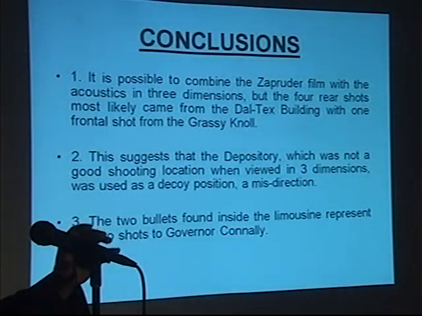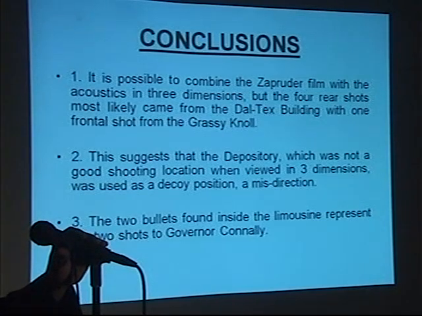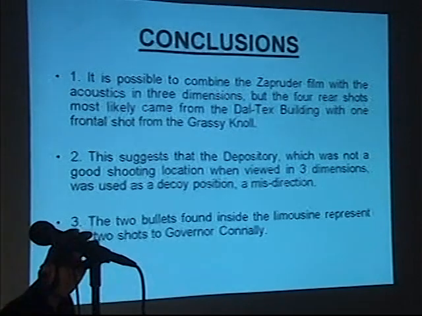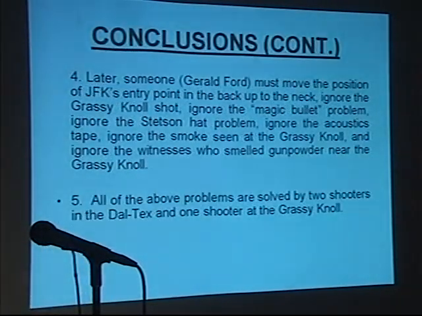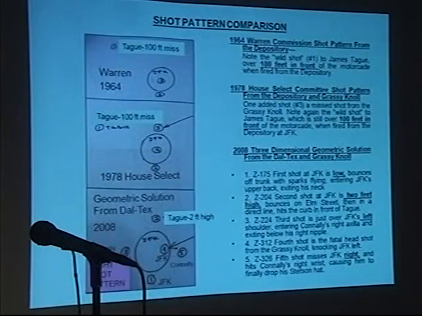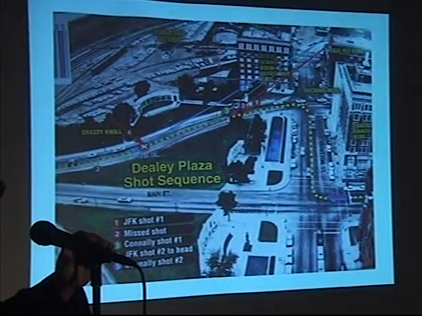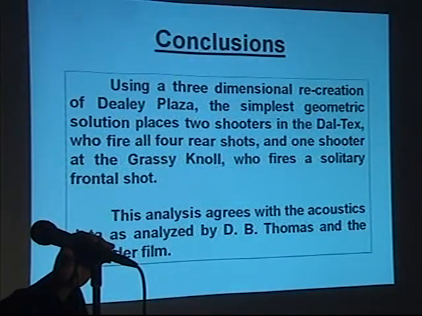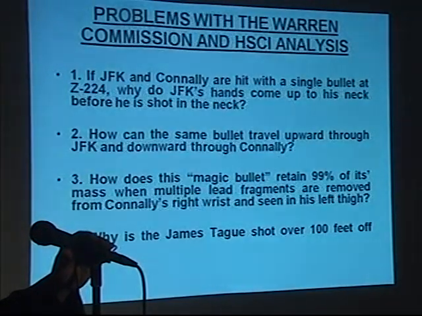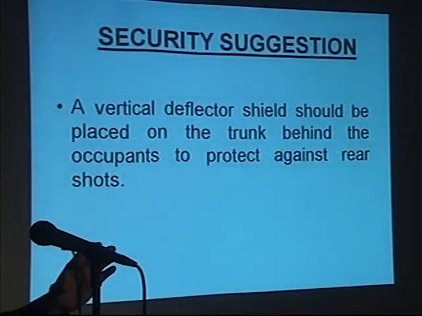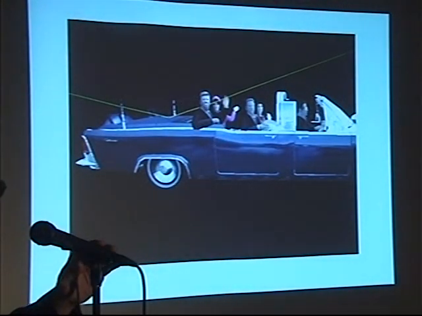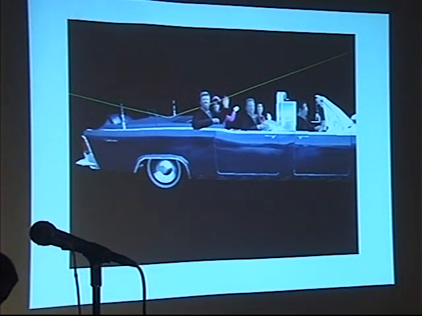So there is an explanation that we can combine the Zapruder film with the acoustics in 3 dimensions, but you've got to put 2 of the shooters in the Dal-Tex and 1 on the grassy knoll. Next slide. Next slide. Next slide. These are things we've gone over. Next slide. That's the thought I'm going to leave you with. That's how I can explain a bullet entering the back and exiting the neck. Next slide.